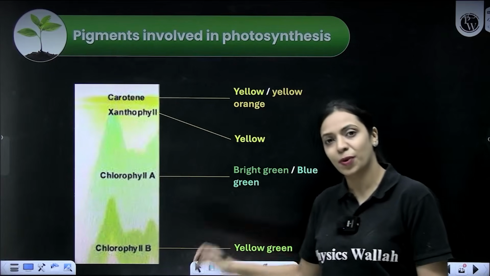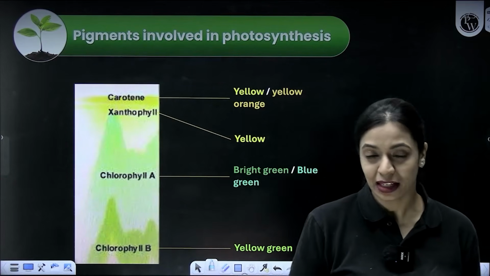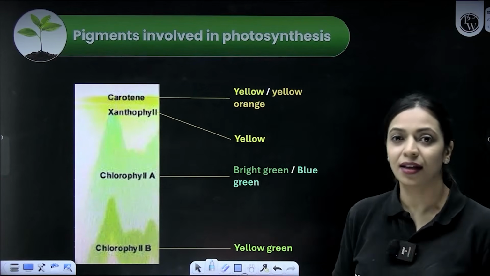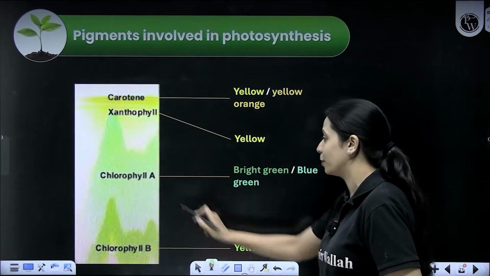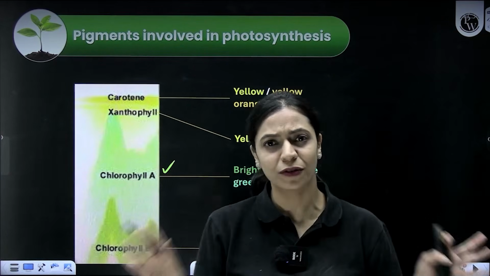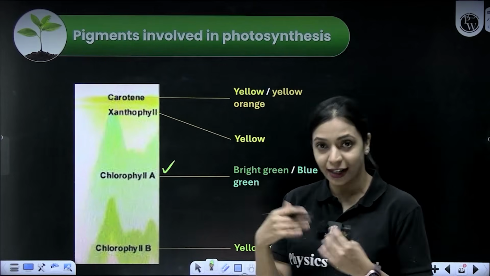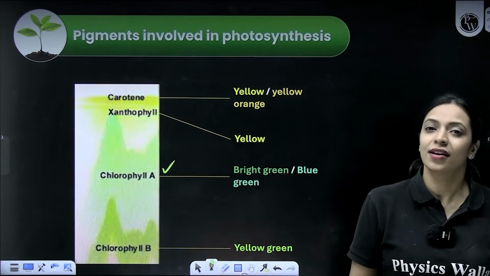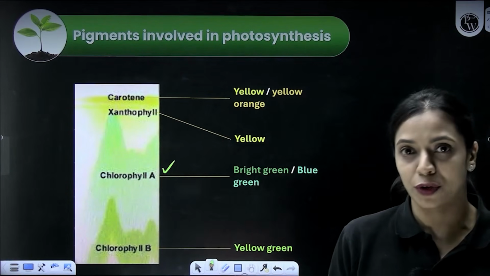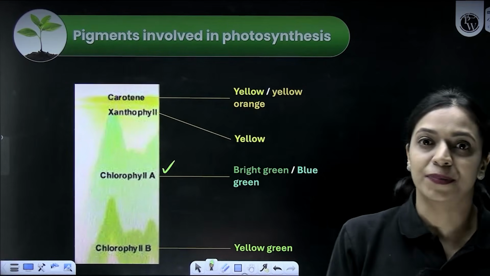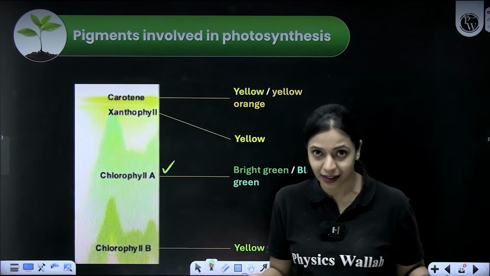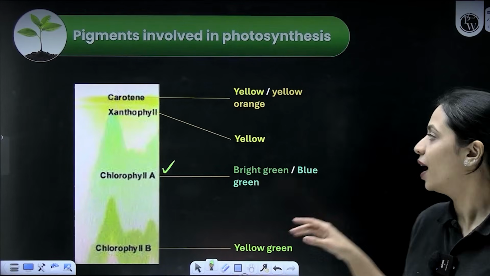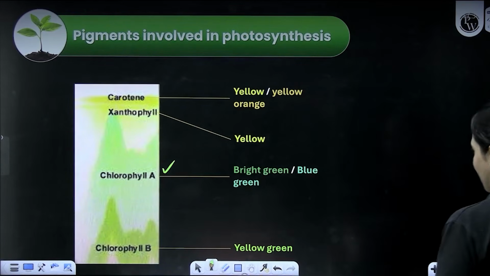Now, all of these pigments are involved in photosynthesis indirectly, but primarily, most importantly, the pigment that is involved is chlorophyll A. If you remember when we discussed the plant kingdom, I told you red algae, green algae, brown algae, all of them have chlorophyll A in common. In addition to that, other pigments are present, right? So chlorophyll A is absolutely essential for photosynthesis. That is what is present at the reaction center, and it is directly involved in the process of photosynthesis. Along with that, other pigments also will be present.